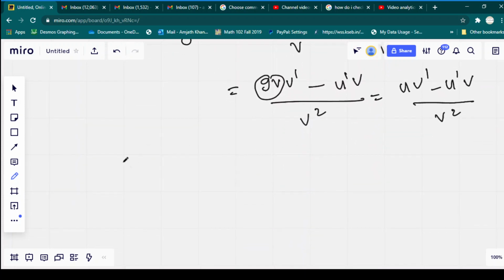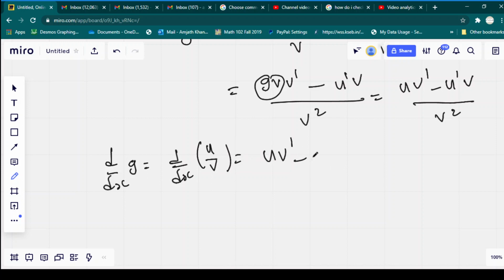Okay, therefore the quotient rule is: the derivative of g, that's equal to the derivative of the quotient of two functions u over v, is equal to u derivative times v minus u times the v derivative, divided by v squared.